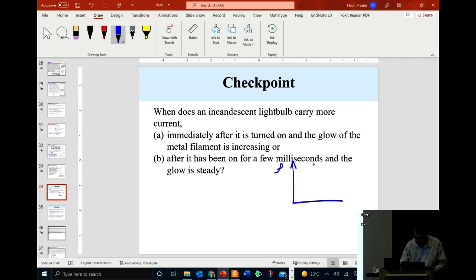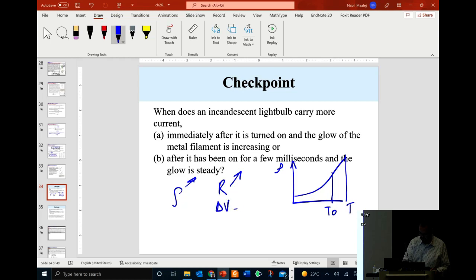So let's say this is the resistivity, and let's assume when you turn it on, you're at room temperature, T0. Originally the light bulb was at room temperature. Then, after some time, it's now burning, and the temperature would have increased. So the resistivity increases. If the resistivity increases, that means the resistance also increases. And what do we have? We have delta V is equal to Ri, or I is delta V divided by R.